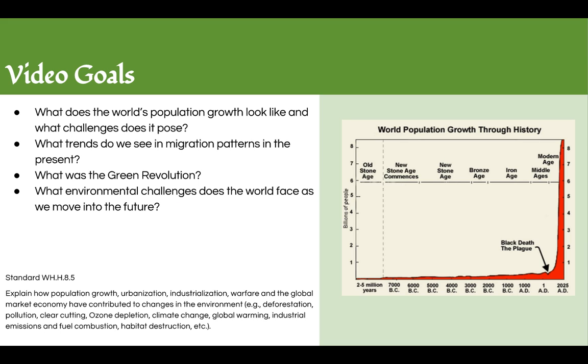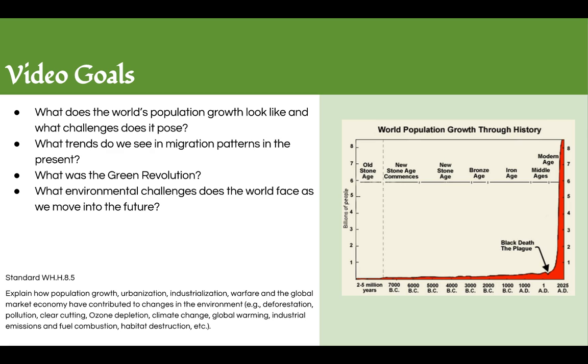We want to see what the world's population growth looks like and what challenges it poses to our world today. We're going to look at some trends in migration patterns. We want to find out what something called the Green Revolution was and how that helped the population growth in the world, or increased population. And then also look at some of the environmental challenges that we face moving into the future.